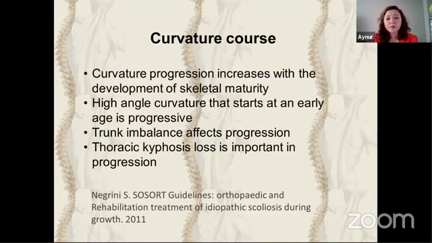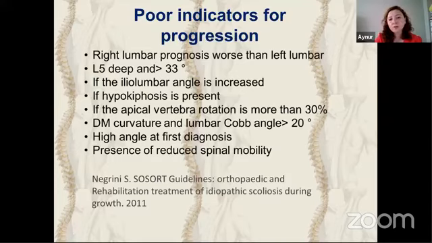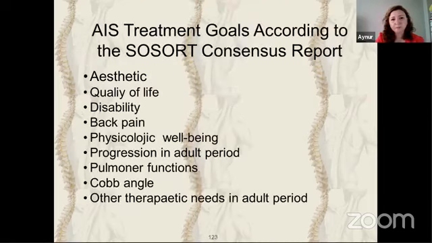Curvature course: curvature progression increases with the development of skeletal maturity. A high angle curvature that starts at an early age is progressive. Trunk imbalance affects progression. Thoracic kyphosis loss is important in progression. Poor indicators for progression: right lumbar prognosis is worse than left lumbar, deep L5, if the iliolumbar angle is increased, if hyperkyphosis is present, if the apical vertebral rotation is more than 30%, double major curvature and lumbar Cobb angle greater than 20, high angle at first diagnosis, and presence of reduced spinal mobility.